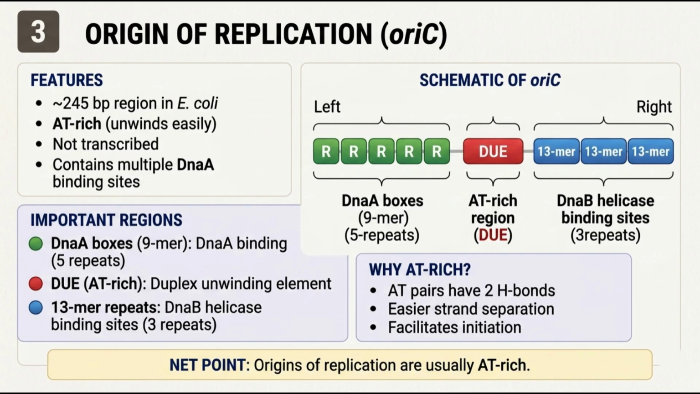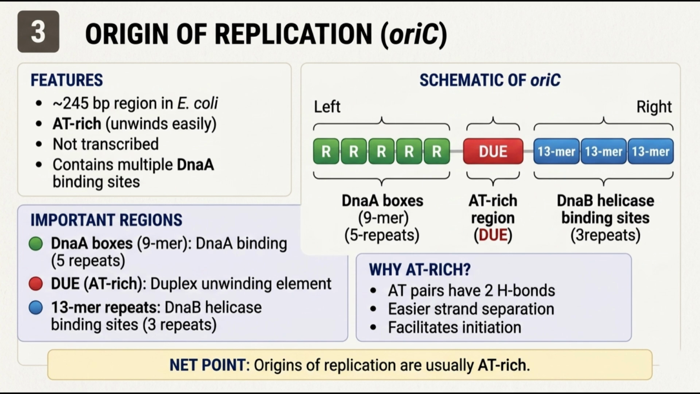The AT-rich region is extremely important because adenine-thymine base pairs contain only 2 hydrogen bonds, making strand separation easier compared to GC pairs. DnaA proteins bind to specific repeated sequences called DnaA boxes. ATP-bound DnaA oligomerizes and bends DNA, leading to local unwinding of the AT-rich region. Thus, oriC acts as the initiation center for bacterial replication.